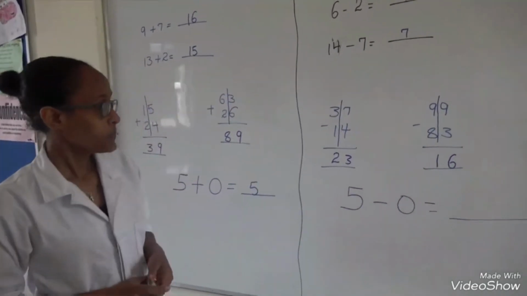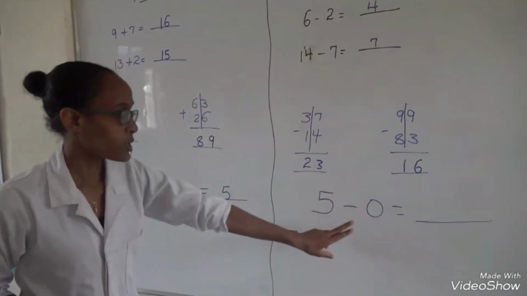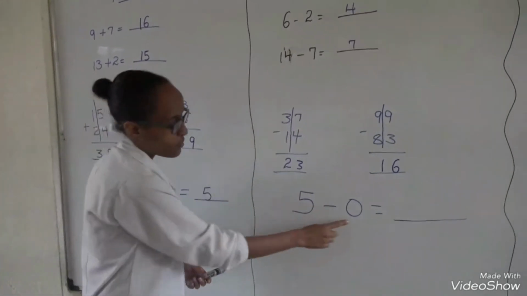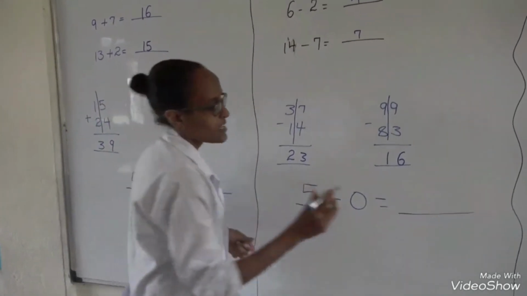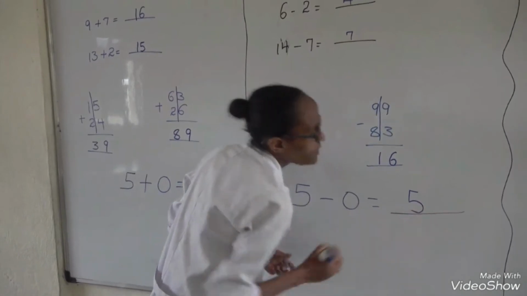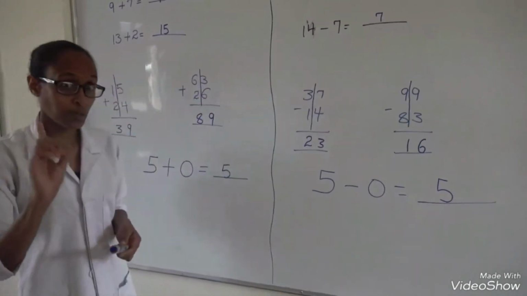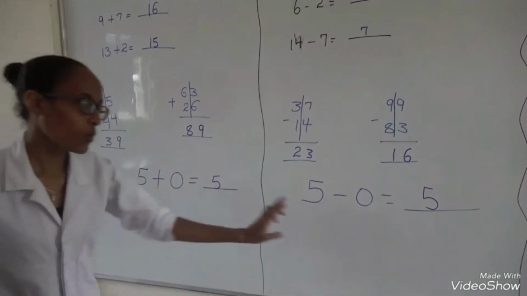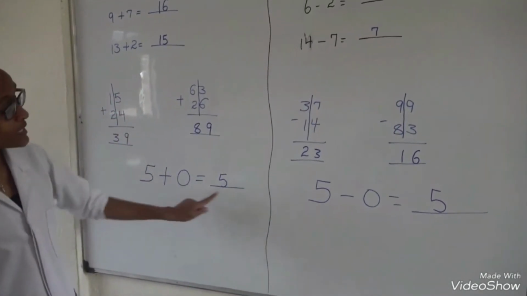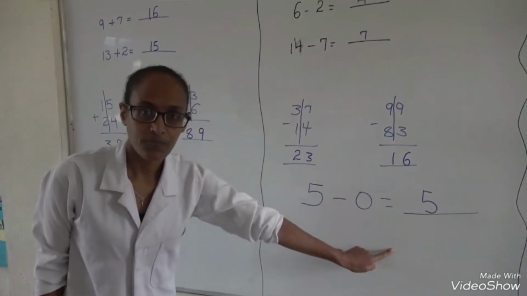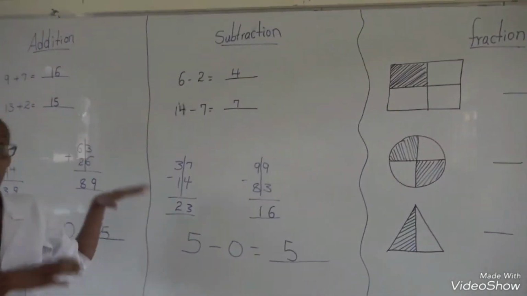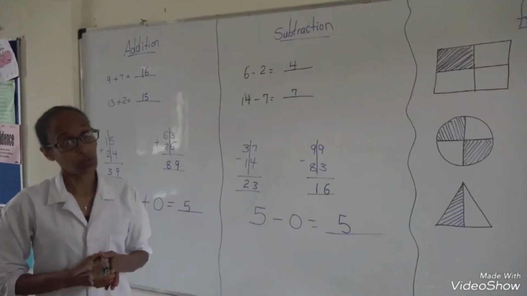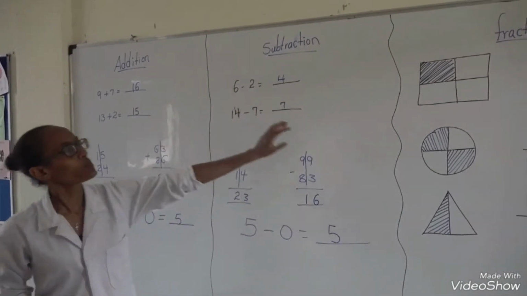When we subtract 0 from a number, the answer is always the number itself. So remember one thing. When you add or subtract 0, the answer is the big number itself. I think it's so easy, so practice more and then you will be good with addition and subtraction.